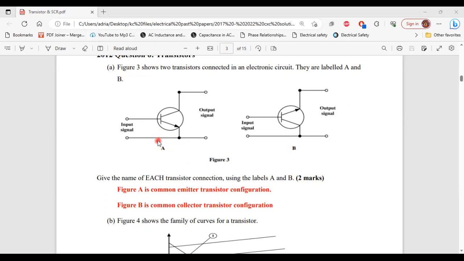this is a common emitter transistor configuration. We know this because the emitter terminal of the transistor is linked to both the input and the output. For figure B, this is a common collector transistor configuration. And we know this because the collector is linked to both the input and output. All right, so that's it for part A.